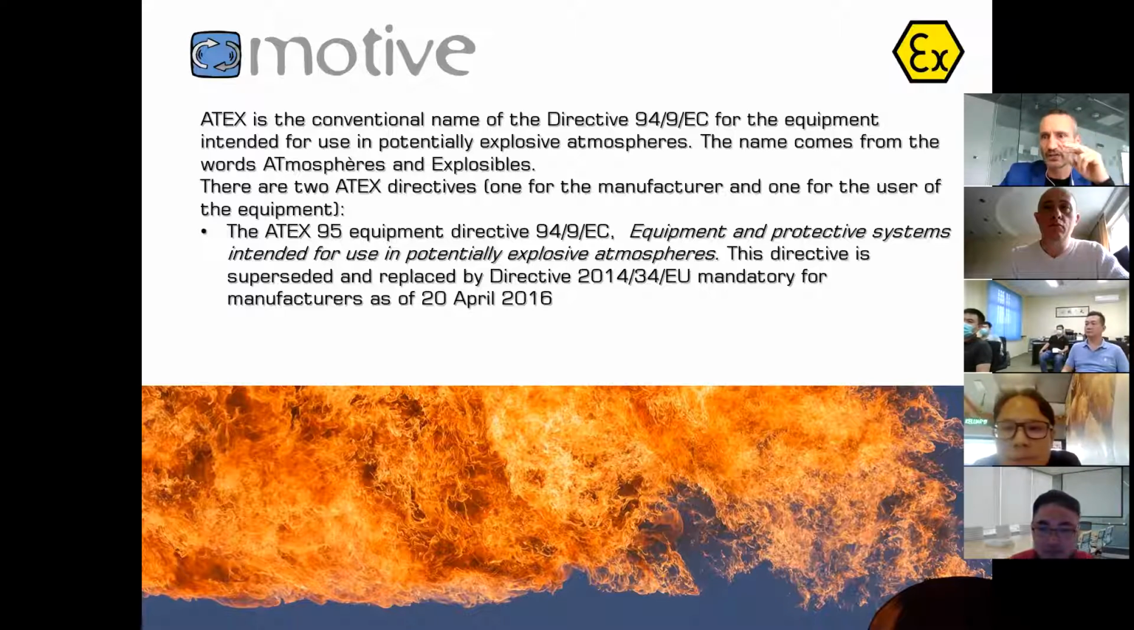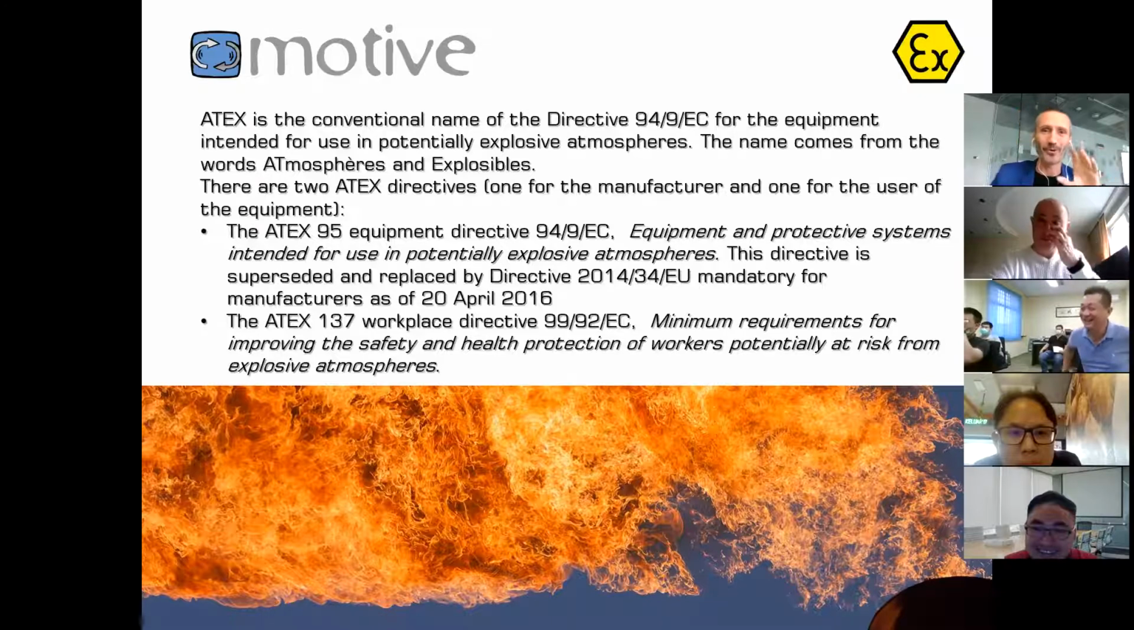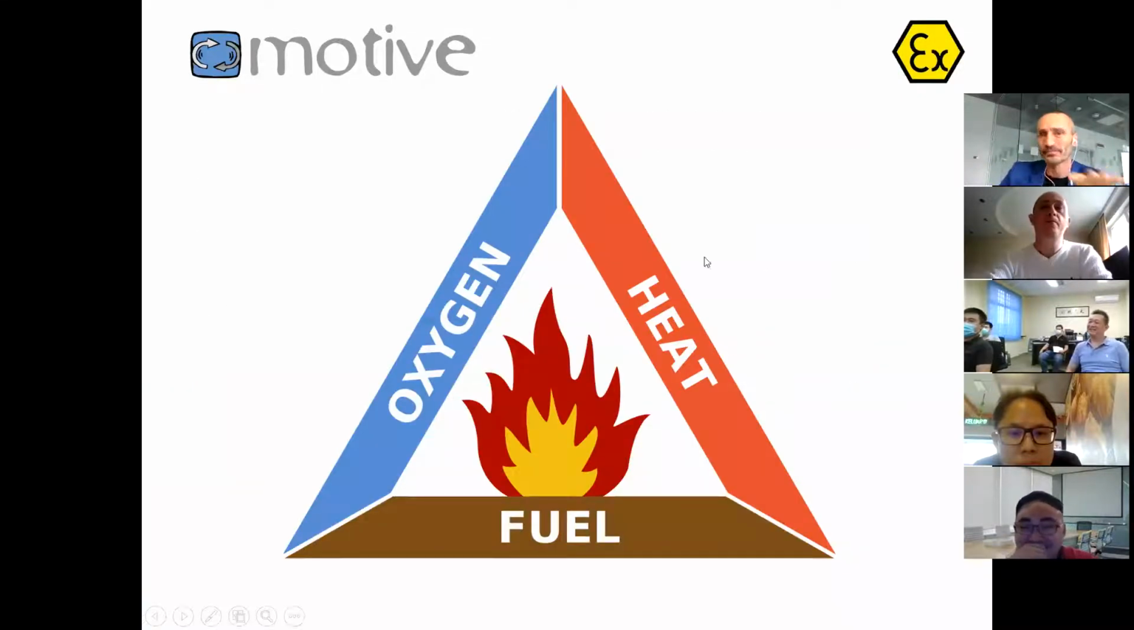And there are two kinds of directives. One is to teach the manufacturer how to classify a product, and another is to teach the user to use the right one, not the wrong one. Actually, this directive and most of all the norms are not made by people who studied law. They are made by people who studied physics and know the risks.